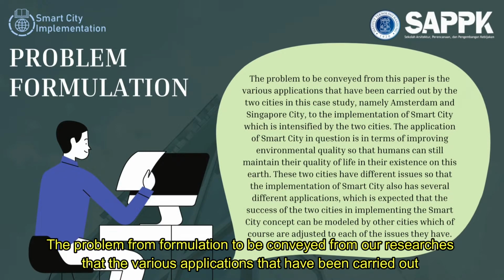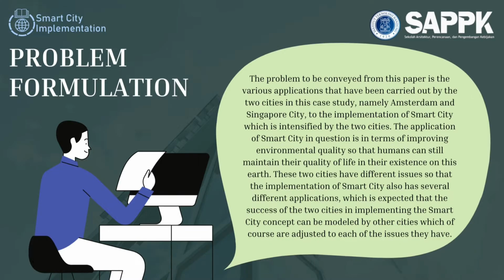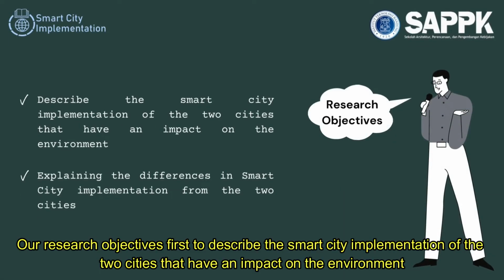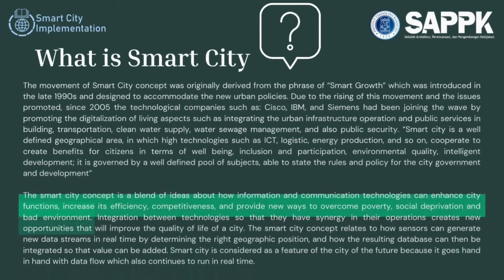The problem formulation to be conveyed from our research is the various applications that have been carried out by the two cities in this case study, namely Amsterdam and Singapore City, in the implementation of smart city, which is intensified by the two cities. Our research objective is first to describe the smart city implementation of the two cities that has an impact on the environment, and the second is explaining the differences in smart city implementations of the two cities.